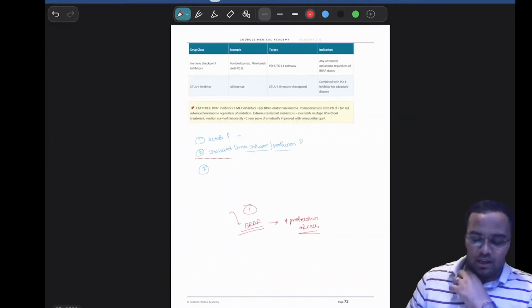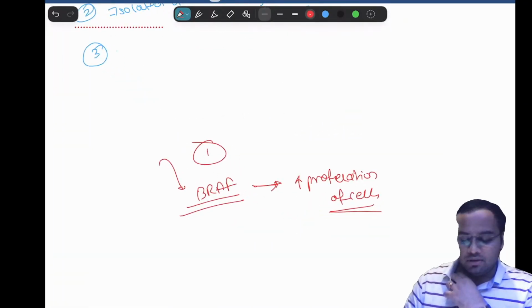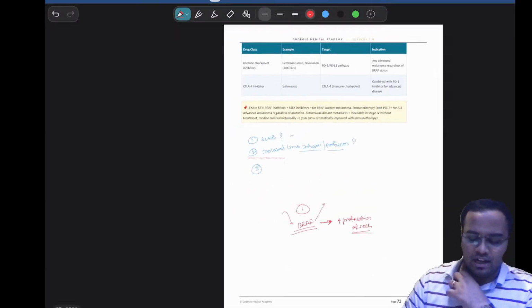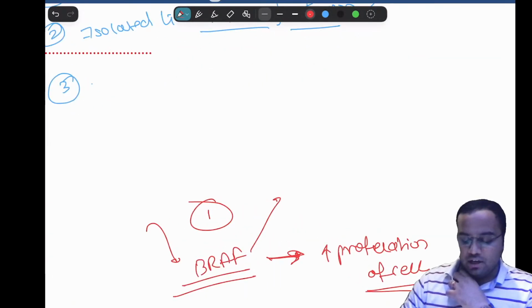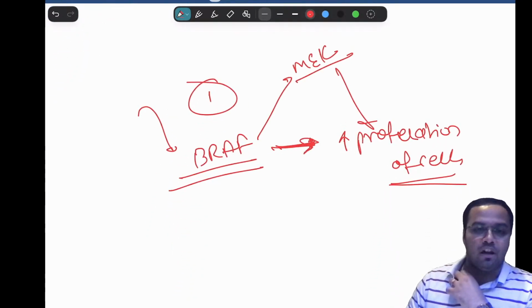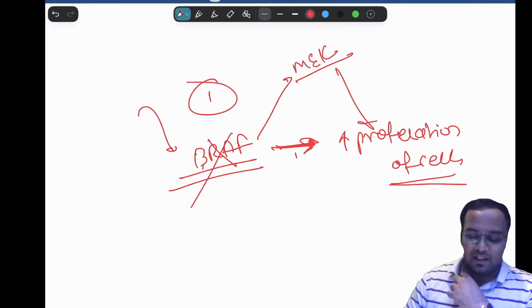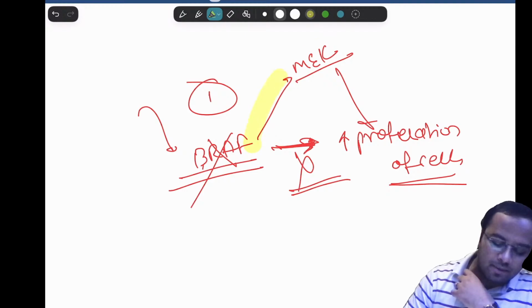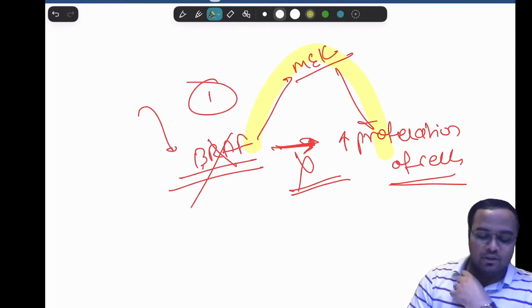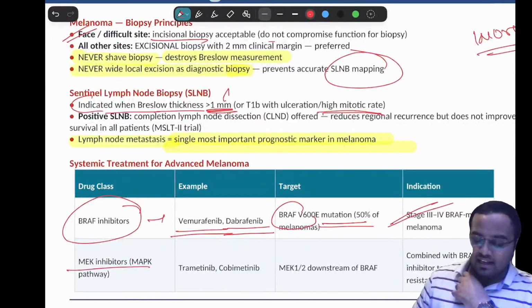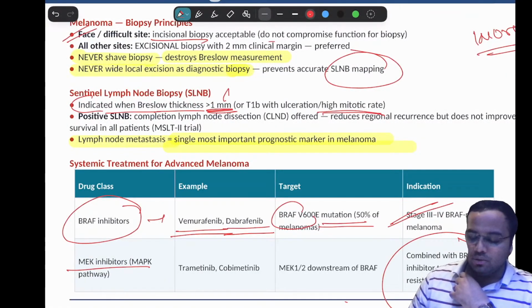But what they found out later on was that BRAF is not the direct pathway. BRAF doesn't directly cause proliferation. It first stimulates a molecule called MEK, which causes proliferation. Initially they found that BRAF stimulates proliferation, so they blocked BRAF, and thought everything was fine. But then they found the cell had found another pathway, the MEK pathway. So they now also block the MEK pathway. BRAF and MEK inhibitors are given together, combined, to reduce the resistance.